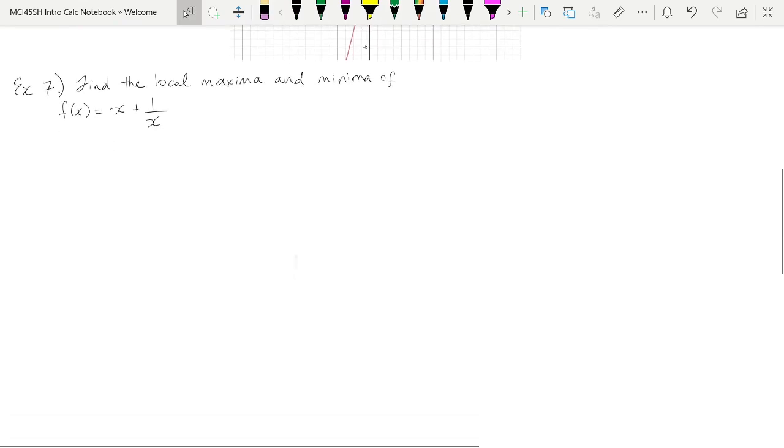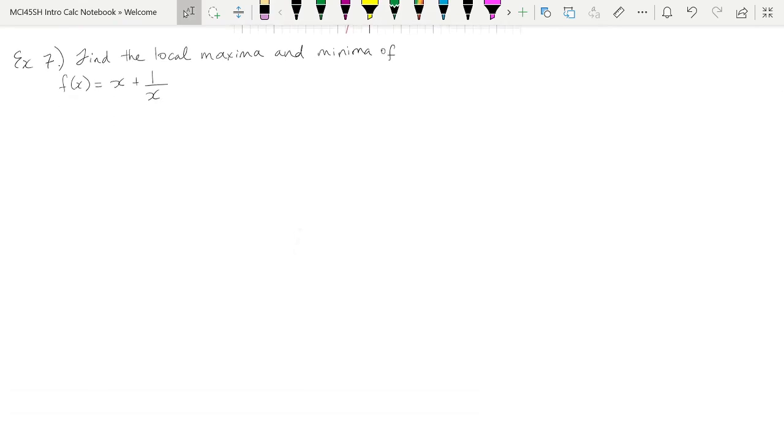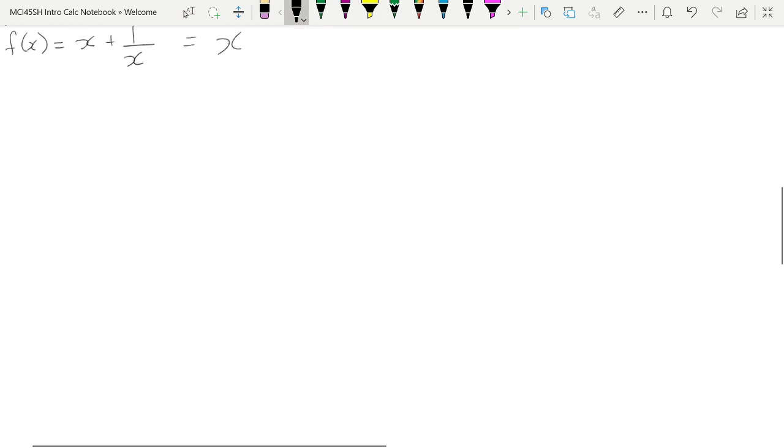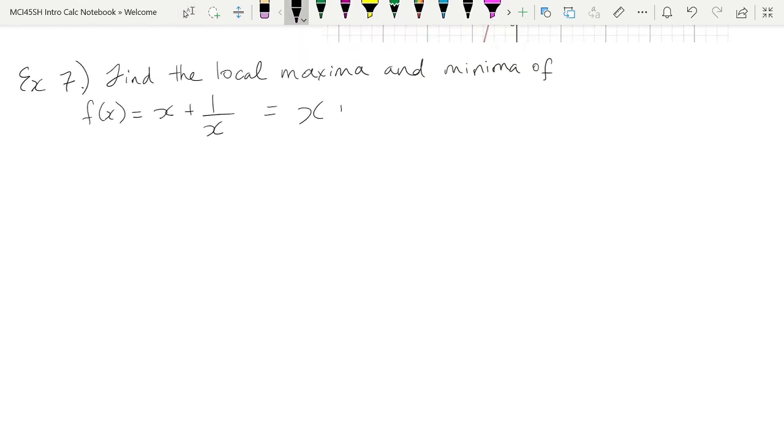Example 7, find the local maxima and local minima of f of x is equal to x plus 1 over x. Okay. So once again, I'm going to approach it kind of the same way. I'm going to find my derivative. Before I do that, I'm just going to rewrite this as x plus x to the negative 1, right? Negative exponents are easier to deal with than fractions when I'm doing my derivative. After my derivative, I'll probably switch back.